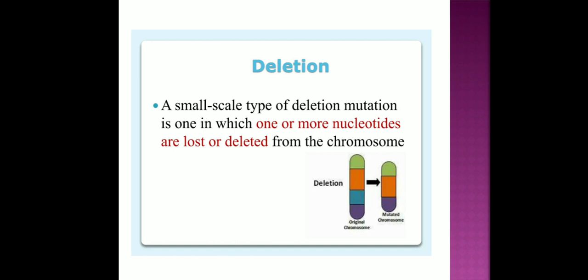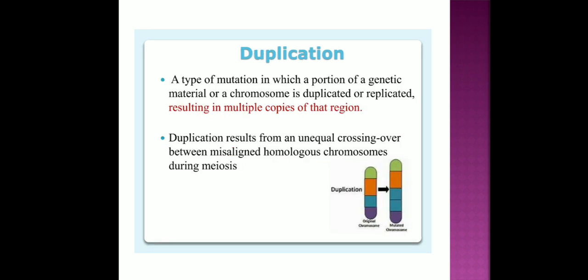Next we are going to learn duplications. Duplication is a type of mutation in which a portion of genetic material or chromosome is duplicated or replicated, resulting in multiple copies of that region. Duplications produce position effect. A phenotypic effect produced by changes in the position of a gene or group of genes is called a position effect.